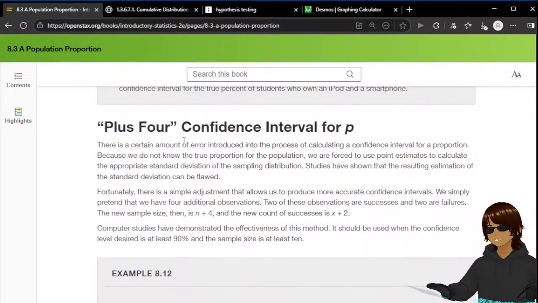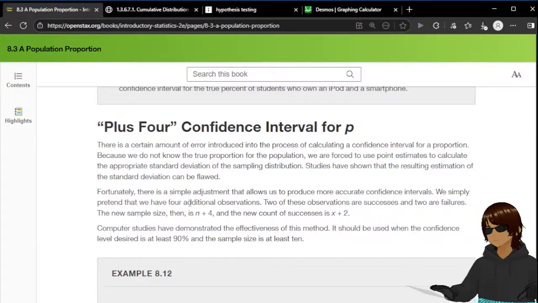Plus 4 confidence interval for p. There is a certain amount of error introduced into the process of calculating a confidence interval for a proportion. Because we do not know the true proportion for the population, we are forced to use point estimates to calculate the appropriate standard deviation of the sampling distribution. Studies have shown that the resulting estimation of standard deviation can be flawed. Fortunately, there is a simple adjustment that allows us to produce more accurate confidence intervals.